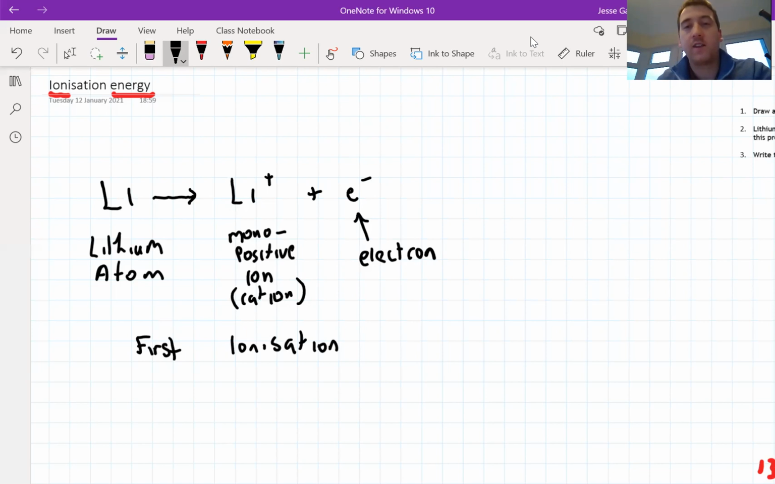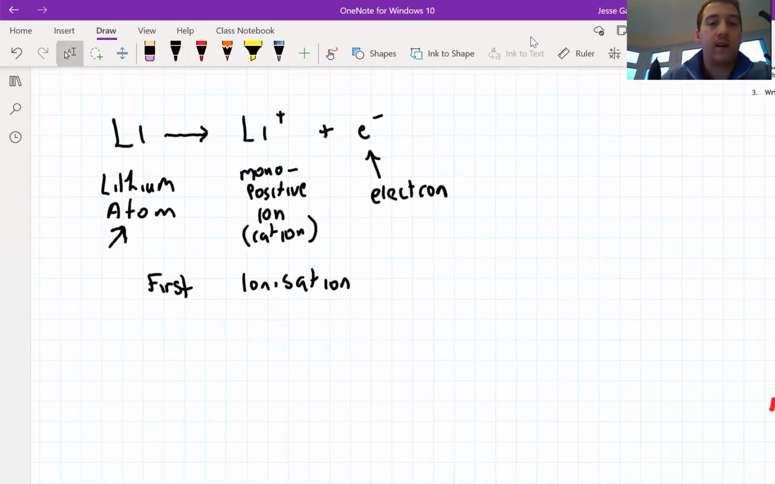The first ionization. Why is it the first ionization? Well, it's the first ionization because this was an atom. And atoms are neutrally charged. They have not lost or gained any electrons yet. So this is the first time it's losing an electron. So it's called the first ionization. And it's represented using an equation like this.